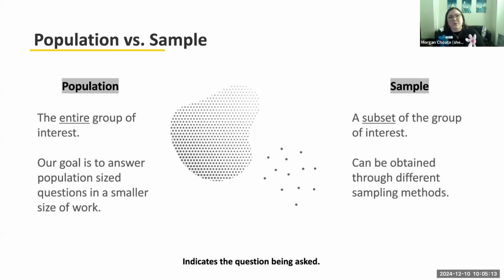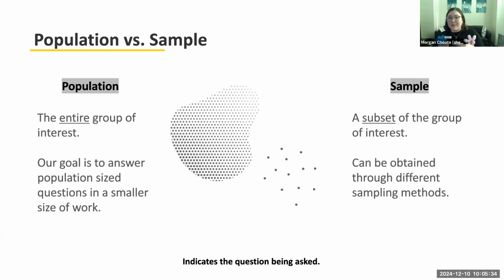So if you were doing a project on, say, pediatric leukemia patients, your population would be every single pediatric patient with leukemia ever existing, which is way too much for any one person to go out and survey or study or gather information from.